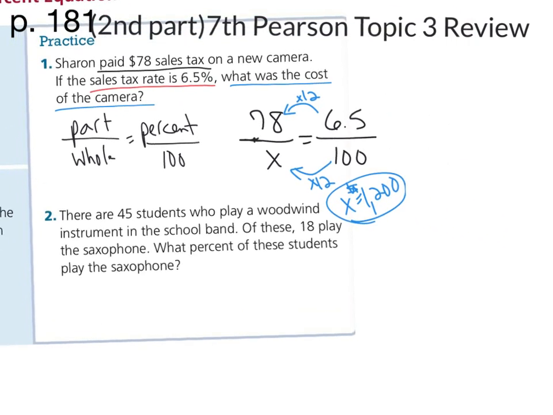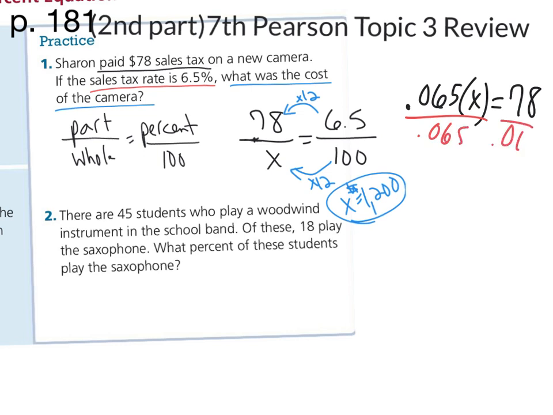Another way we could have done this, if we did an equation, we could have said 6.5% of whatever the cost of the camera was is equal to $78. And then we could have divided by 65 thousandths. And again, if you knew just to take 78 divided by 65 thousandths to find your answer, that would be okay also. But if you can try and get it set up as a proportion or an equation to start out, that would probably be the best.